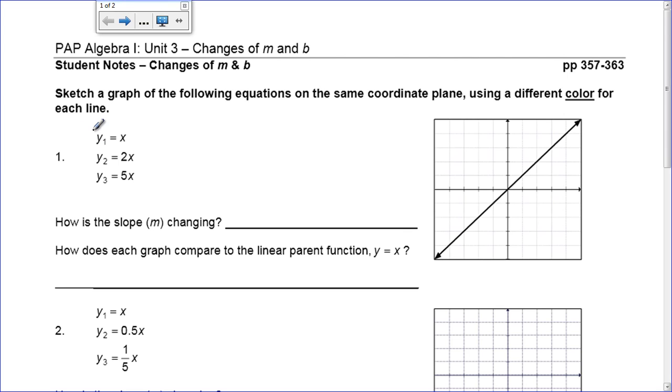It would help if while we're doing this you have different colors. Two or three different colors would be beneficial. If you don't, you're just going to have to label it so that you can see.